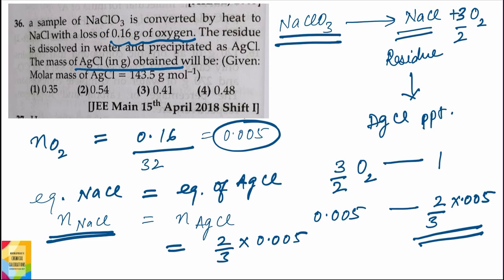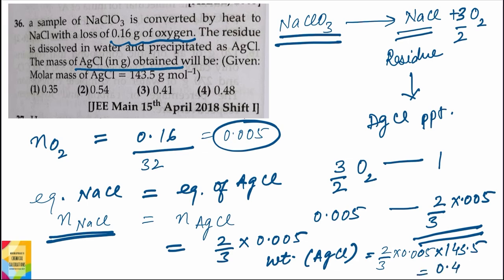अब moles of AgCl को weight of AgCl में convert करेंगे, तो weight of AgCl हो जाएगा moles of AgCl, that is 2/3 into 0.005 into molecular weight of AgCl, that is 143.5 gram per mole. Solving, the answer is 0.48 grams. So correct option is option 4.